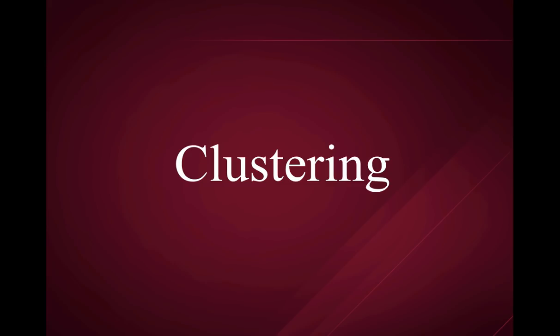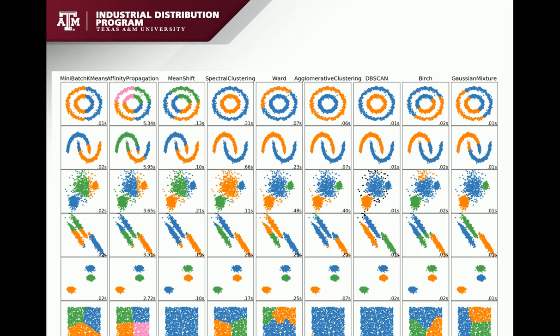Today I'm going to discuss how to use Python scikit-learn to do clustering. As we discussed in class, there are many clustering algorithms out there, and depending on which one you are using, you may get different results. This is from the scikit-learn website. Basically, they show how different clustering algorithms result in different clusters. We are going to do the K-means algorithm, spectral clustering, and agglomerative clustering.